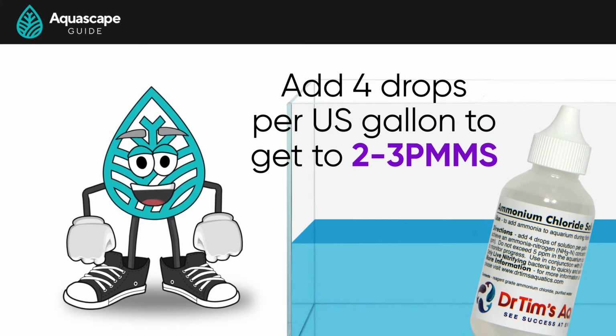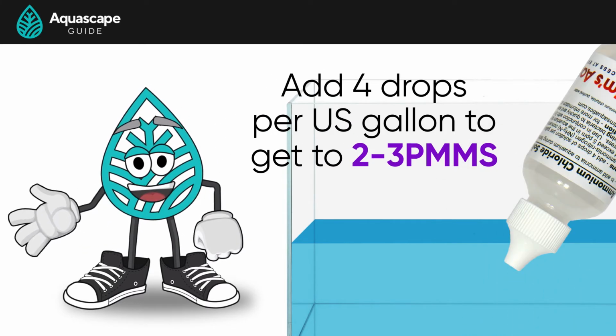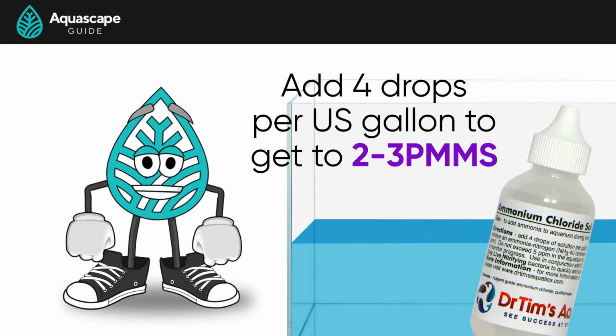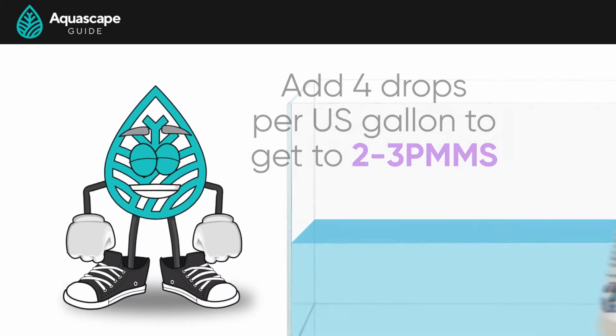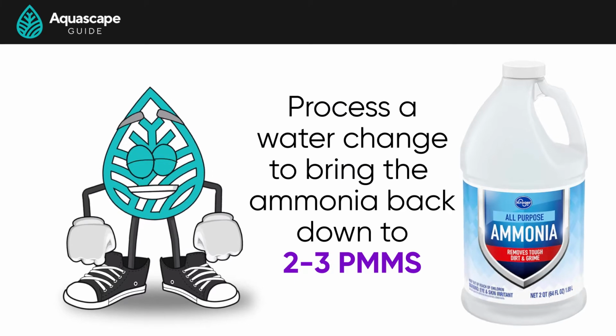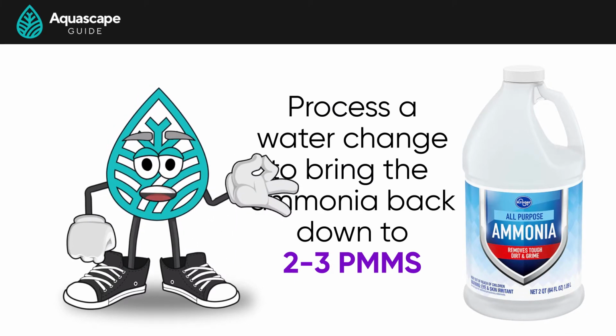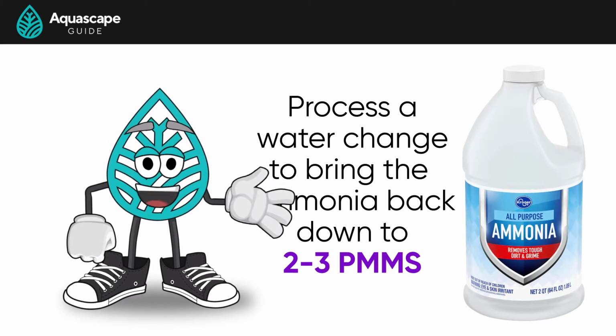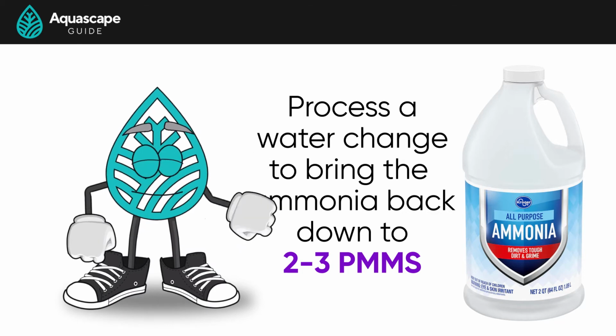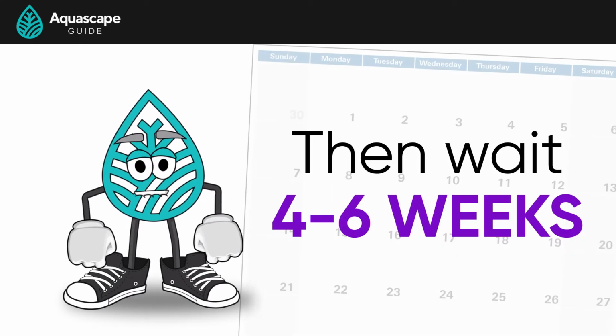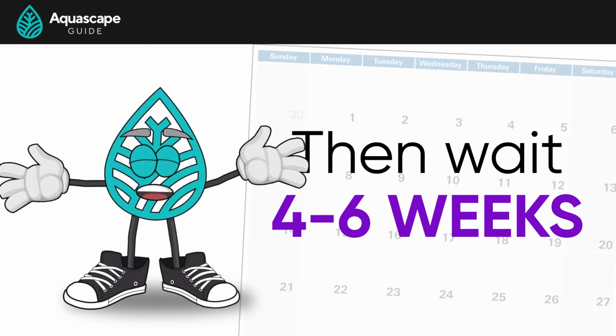The instructions state to add 4 drops per US gallon to your aquarium water, and you're at the perfect amount of ammonia. If you do overshoot it a little bit with the store-bought ammonia, process a small water change to bring it back down to that target range of 2 to 3 parts per million. Once it's in the sweet spot, you just wait 4 to 6 weeks. That's it. It's really this easy.